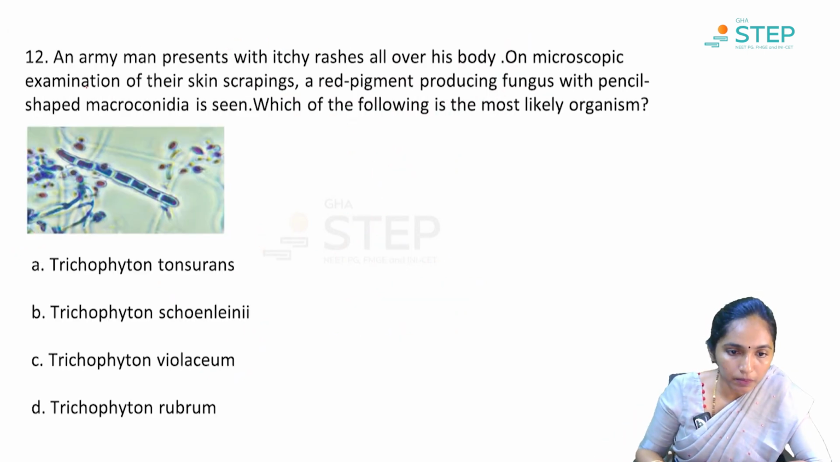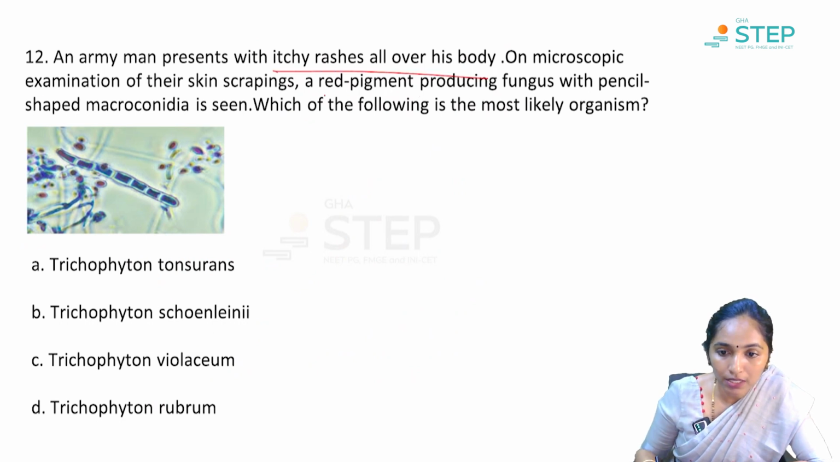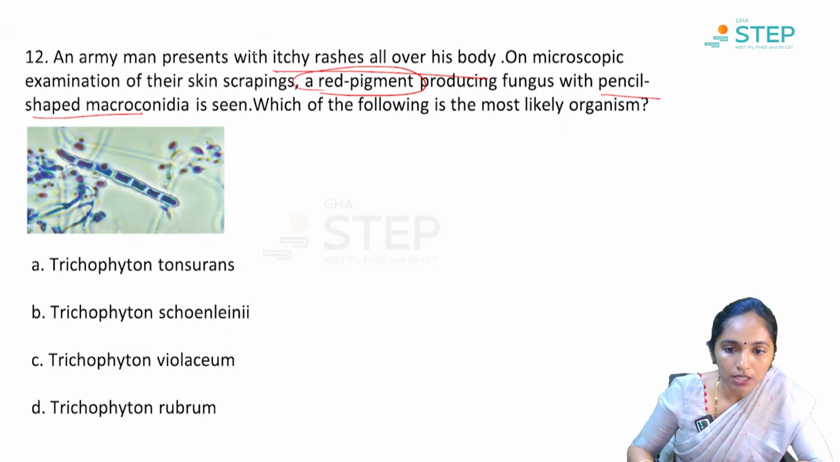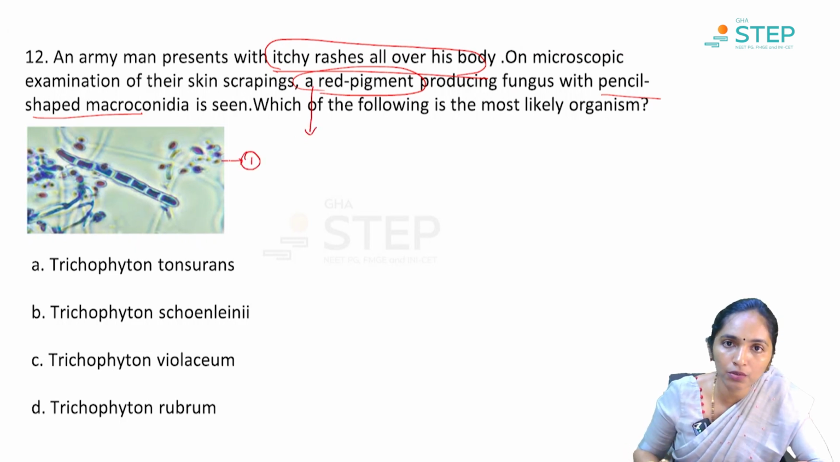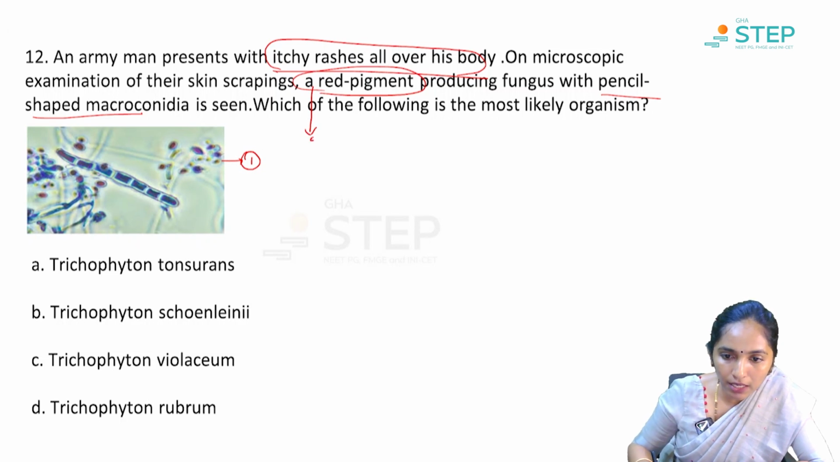So next, an army man presents with itchy rash all over the body. On microscopic examination, a red pigment producing fungus with pencil-shaped macroconidia is seen. Which of the following is the most likely organism? We have a list of organisms here. So in this particular case, itchy rashes all over the body is nothing but a Tinea corporis case, a fungal infection, a dermatophytic infection. What is more important in the history is, one, this image. If we are thorough with the image, we can dive into the answer. The second one is they have also commented on its cultural characteristic, which produces a red pigment.